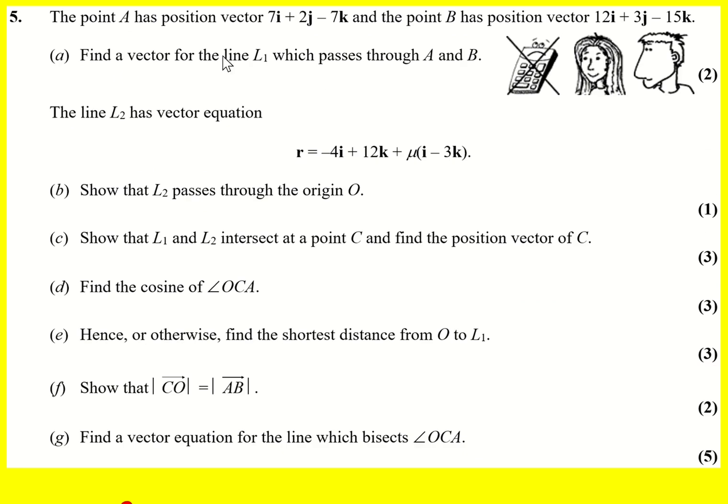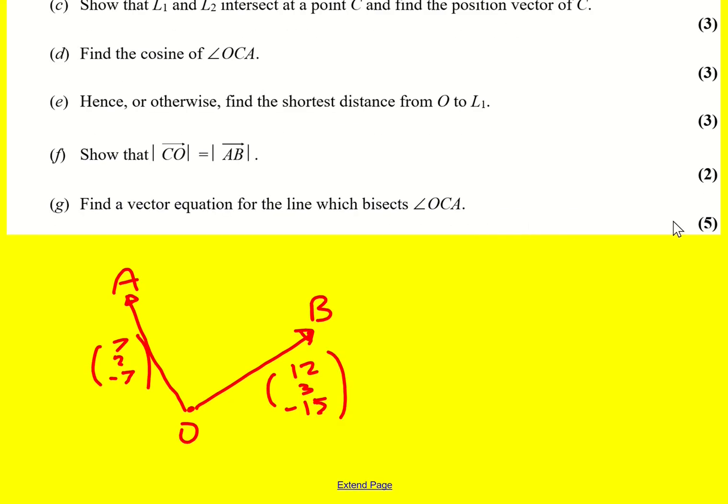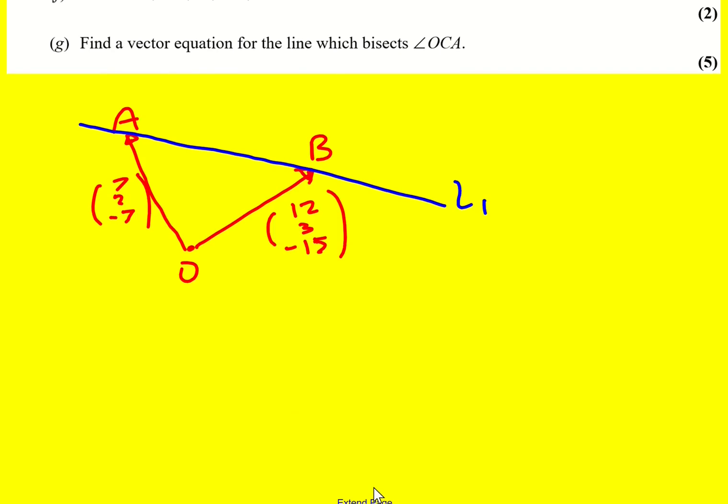And then find a vector equation for the line L1, which passes through A and B. So this here is L1. Okay, our standard approach for this is to try and find a general point R that is along L1. This is the vector equation of the line. First of all, we need to get onto the line, so we can go along A or along B. I'll go along A, doesn't matter.